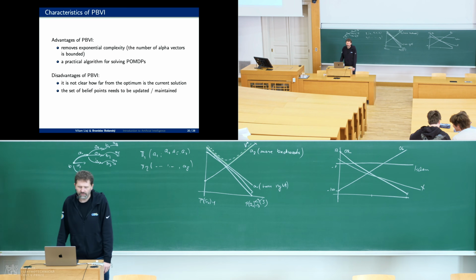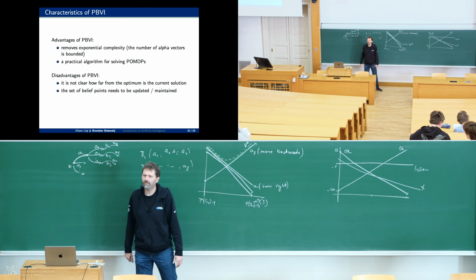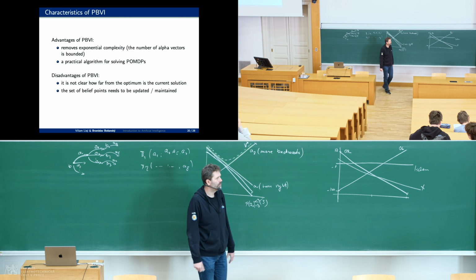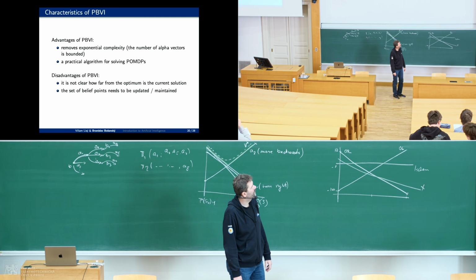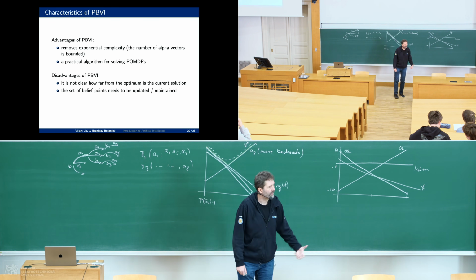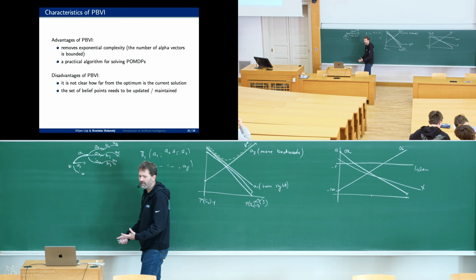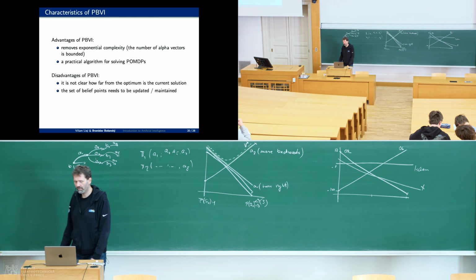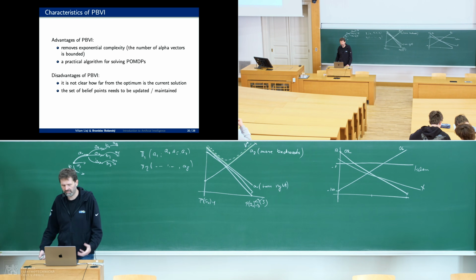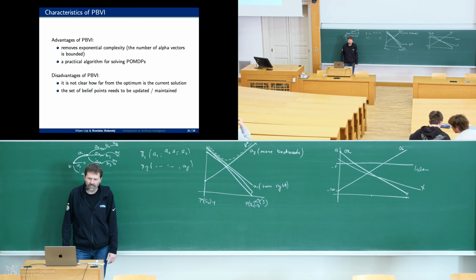The second disadvantage is that the set of belief points needs to be somehow maintained and improved, and this requires either domain knowledge or some other heuristics and tricks to work with it. So yeah, this is a disadvantage. Okay. Any questions about point-based value iteration?